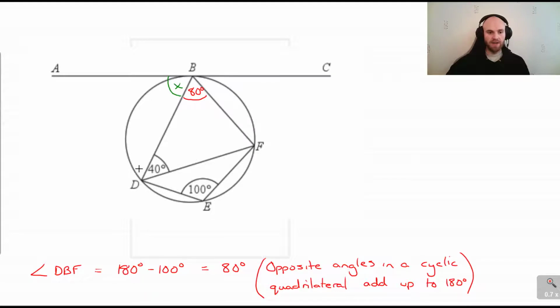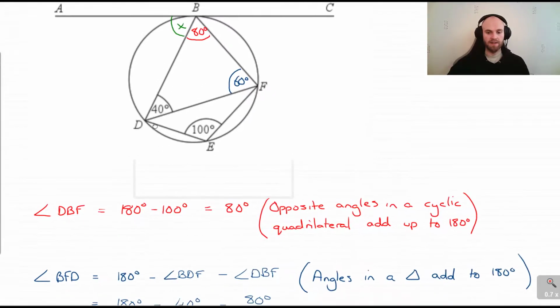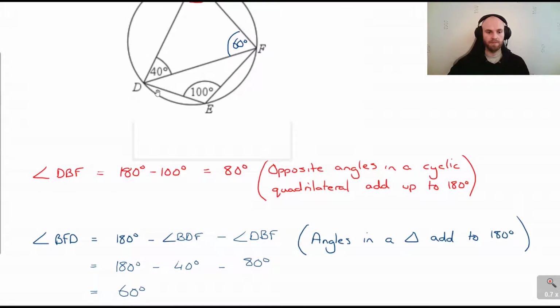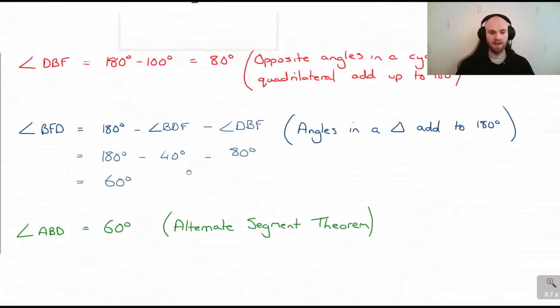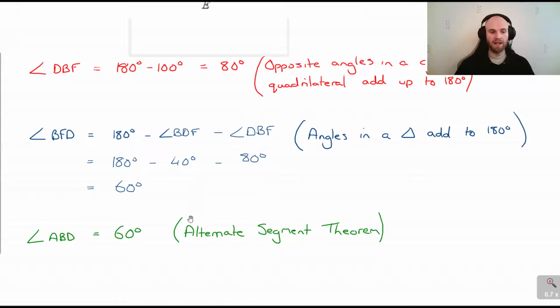And now I can see a triangle here, so from DBF, we've got a 40-degree angle, an 80-degree angle, and now we're going to have a 60-degree angle because these 3 angles must add up to 180 degrees, and we're going to write something like this. And now we know that the angle ABD, which is here, is going to be equal to the angle BFD as a result of the alternate segment theorem. Just going to put this down here. So we know that the angle ABD is equal to 60 degrees.